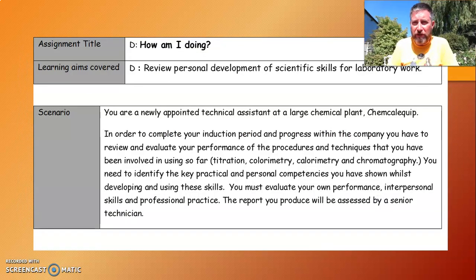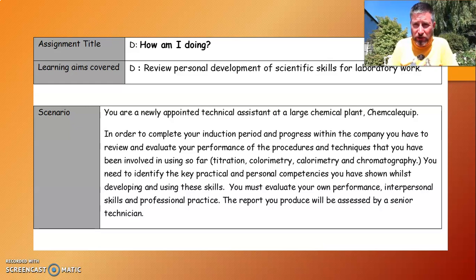Right, what's the scenario? Because it's applied science, there's always a scenario. You are a newly appointed technical assistant at a large chemical plant. In order to complete your induction period and progress within the company, you have to review and evaluate your performance of the procedures and techniques that you've been involved in so far. That's titration, colorimetry, calorimetry and chromatography. Bear in mind at this stage you've only done two of those. You haven't done the calorimetry or the chromatography. So you cannot complete this task now.